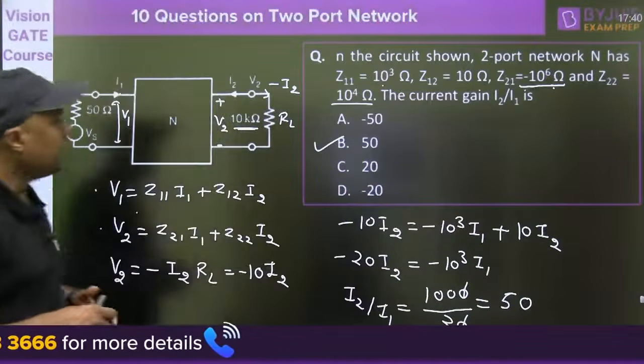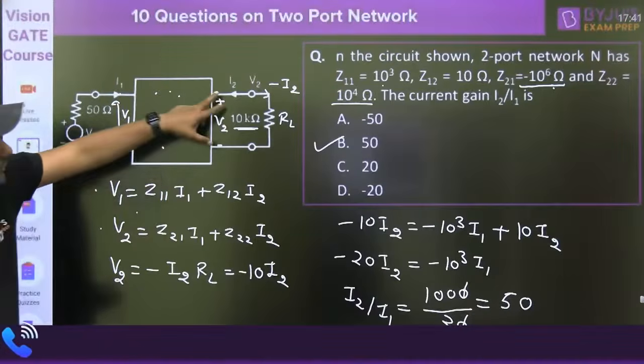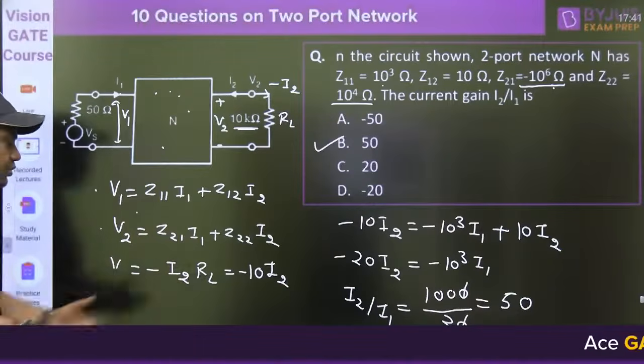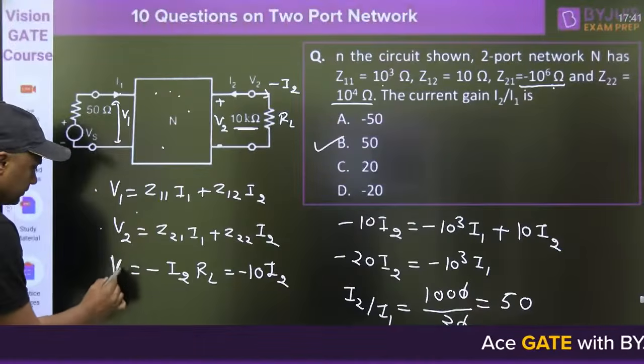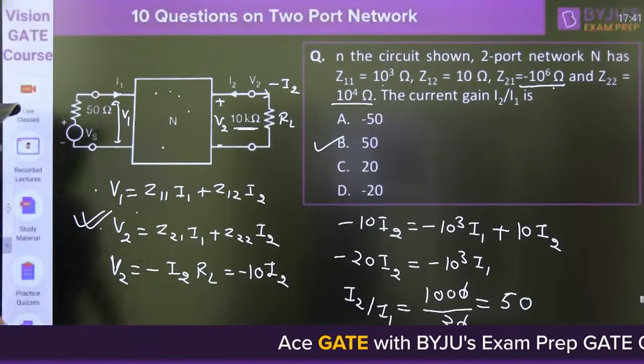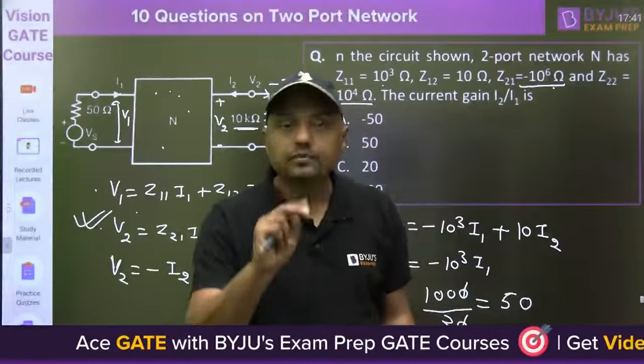So what are we doing with the black box? We do not have any idea about the components, but here you can write V2 in terms of I2, remove this villain, and you will get the ratio of I1 and I2 from this equation only. That is the useful equation, you can solve directly. We get this type of question from the two-port network.